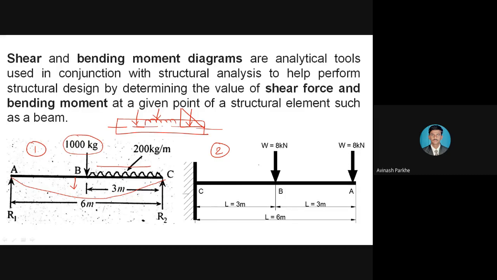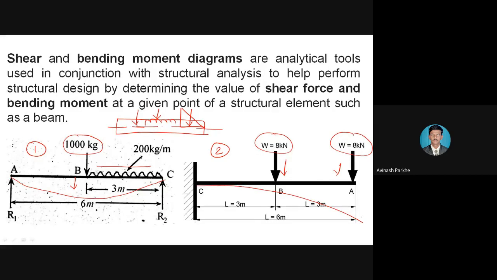Similarly, in the second figure you can see a cantilever beam, and that cantilever beam is subjected to one point load, that is an 8 kilonewton point load, and another point load is applied at the free end. That means this cantilever beam is subjected to two loads applied in the downward direction. So due to that load, the bending is taking place in the downward direction.